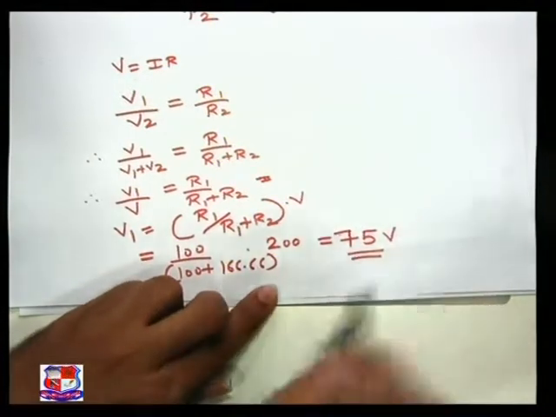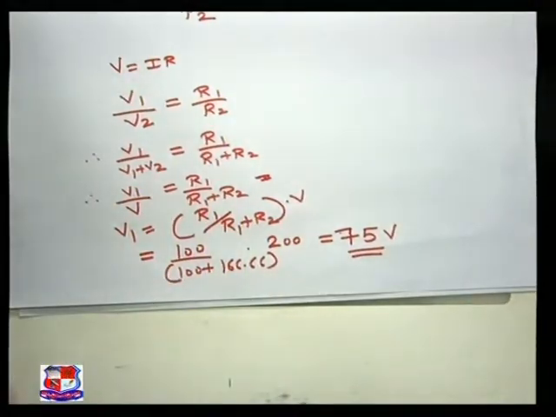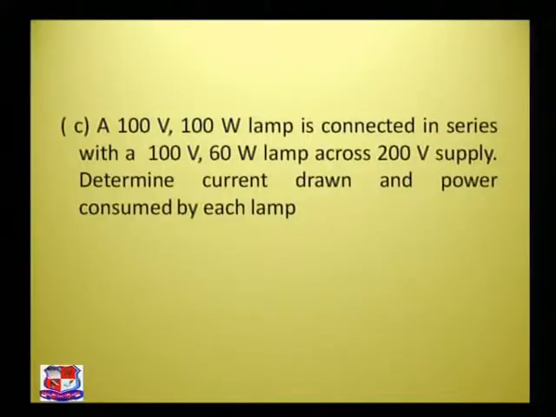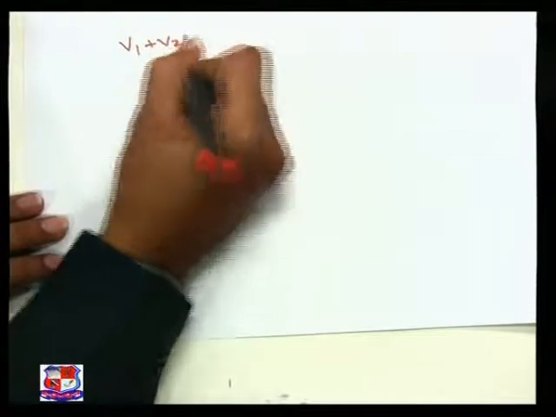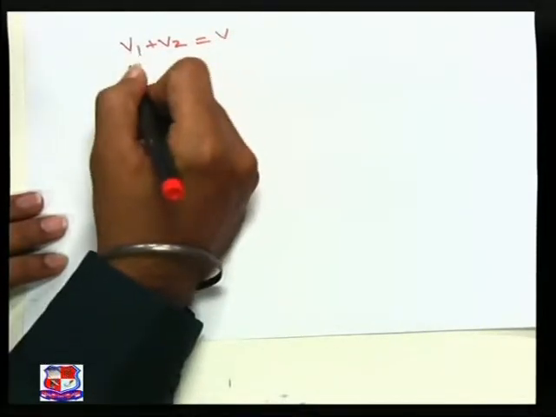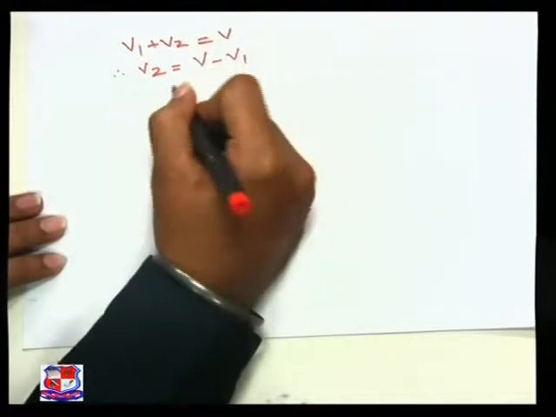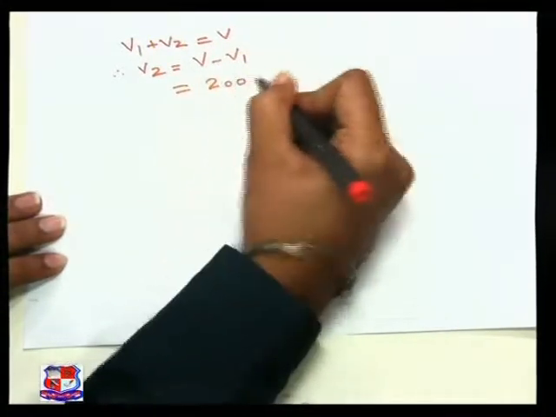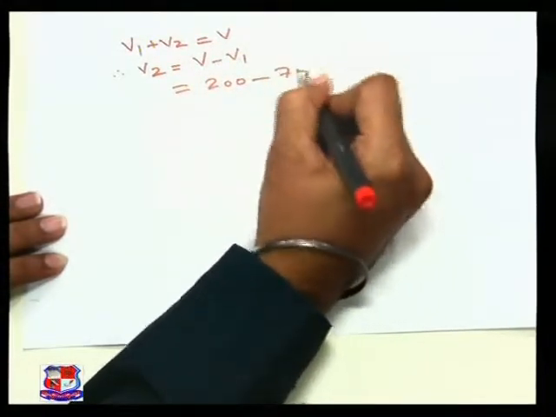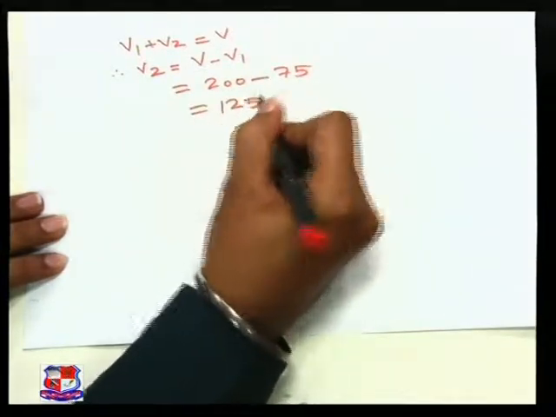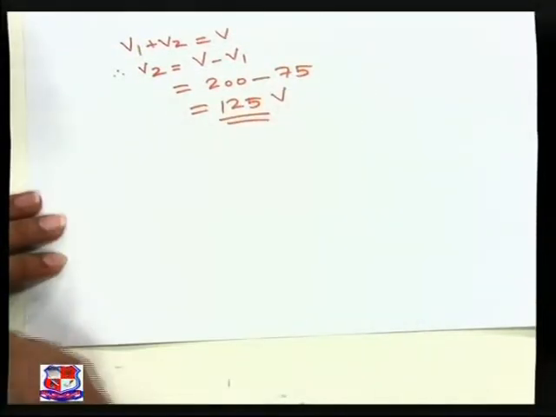75 volt, right? So this is V1. So what will be V2? V1 plus V2 is the total voltage. We have already calculated V1, so V2 will be V minus V1. V is 200, V1 is 75, so you will get 125 volts, right?